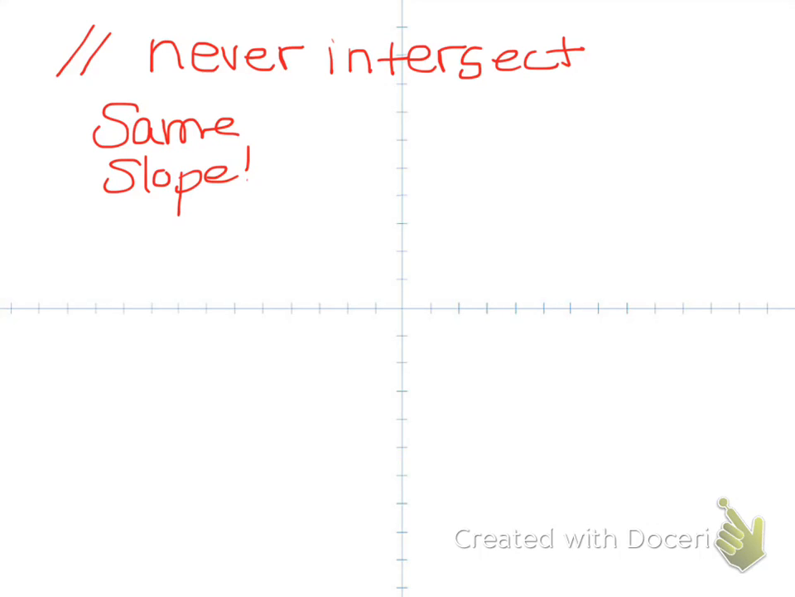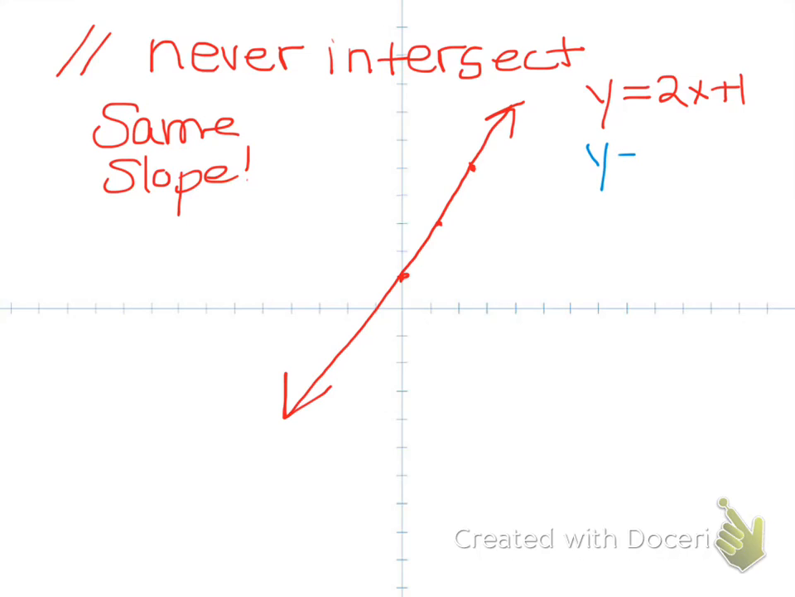For example, if I give you y equals 2x plus 1, so I have a y-intercept at 1 and I go up 2 over 1, trying to connect it as best as I can, and I give you another one that is y equals 2x plus 3, notice that both of them have the same slope of 2. Even though my y-intercept is 3, if I keep going up 2 and over 1, they are never going to intersect because their rate of change is the same. So they keep going up the same movements, the same slope, and will never intersect.